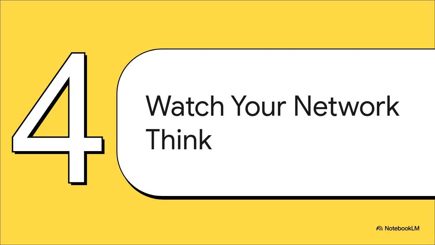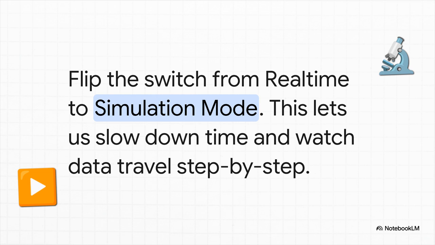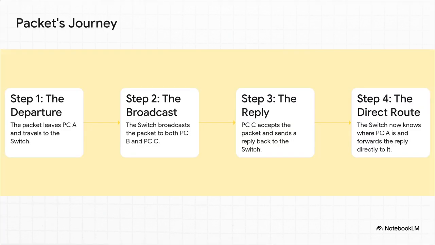Now for the absolute best part, watching it actually think. This is the moment Packet Tracer stops being just a drawing tool and becomes something alive. So we're going to flip that little switch on the right-hand side. We're moving from real-time mode into simulation mode. This is like hitting the slow motion button on data itself, letting us see exactly what's happening every step of the way. Let's watch a single piece of data, a packet, go from PC A to PC C.